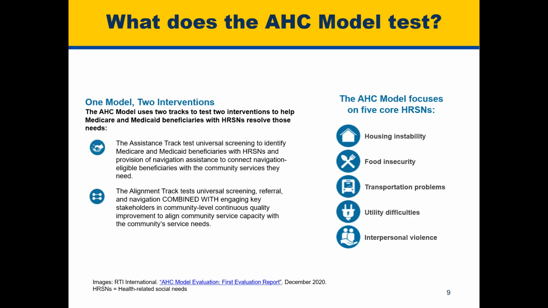The alignment track of the model layers on top of that patient-level intervention and requires a cross-sectoral, data-driven alignment of community resources to close systemic gaps in the availability of resources to a community. For example, one requirement for alignment track participants is to establish and maintain a community advisory board that works towards ensuring community services are available and is responsive to the needs of beneficiaries. Next slide, please, Jennifer.